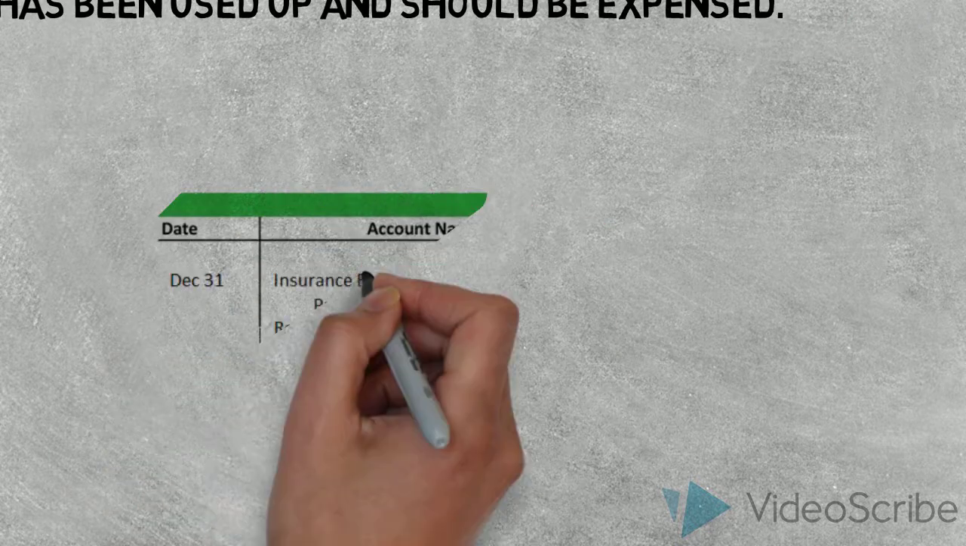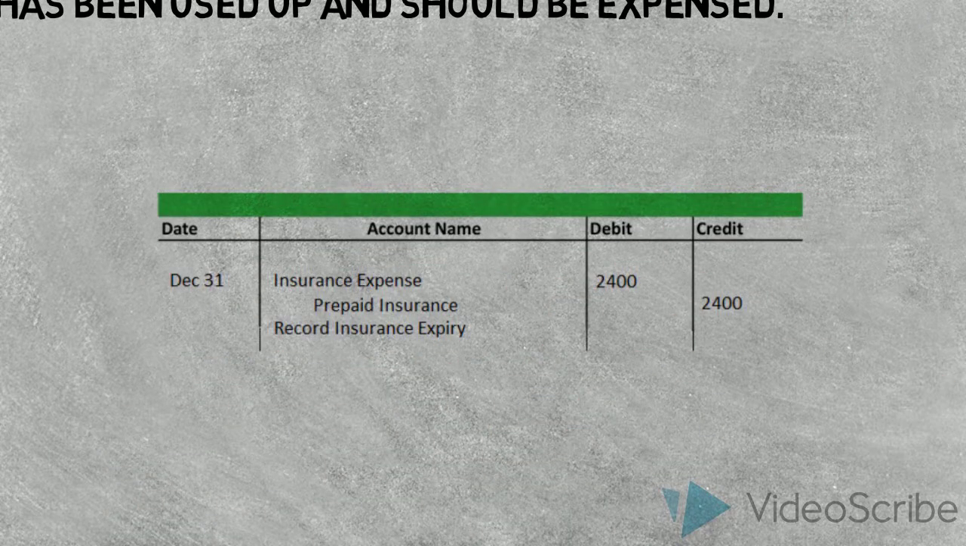Now we will have another journal entry to show how much we paid for insurance for 6 months until the end of the fiscal period, which is December 31st. We debit the insurance expense for $2,400 and credit prepaid insurance for $2,400.